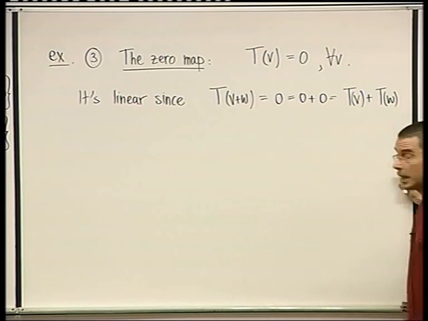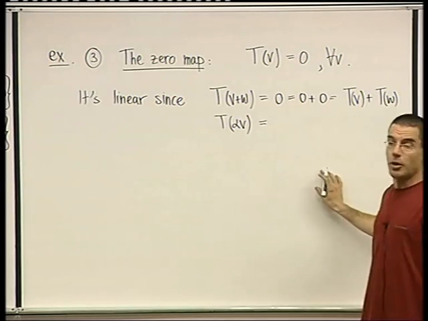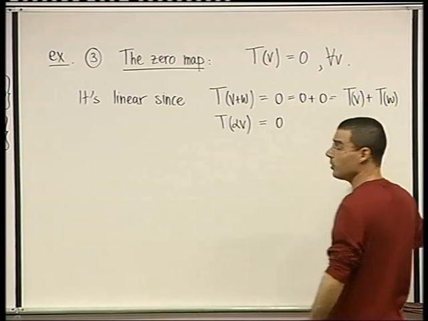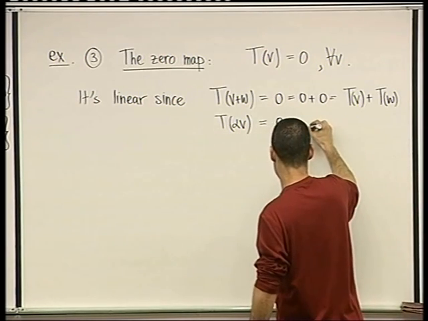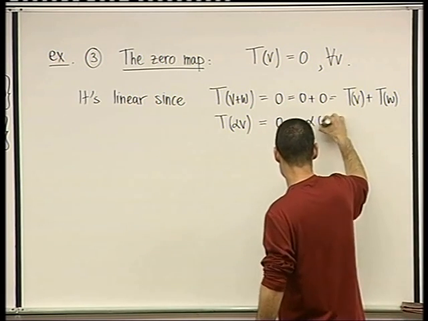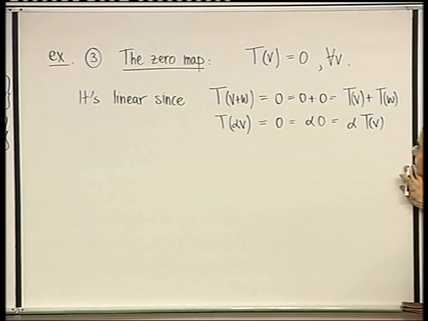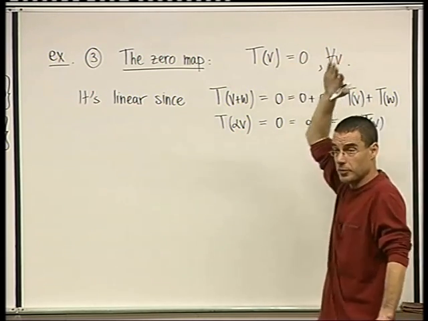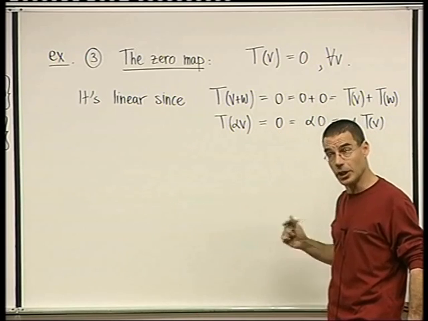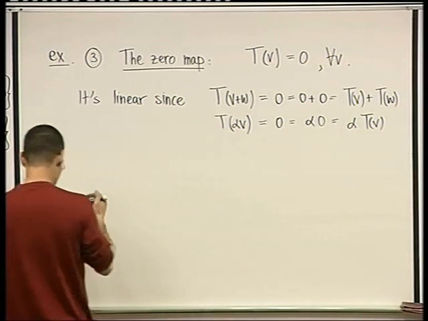Do you agree? And what is T of alpha V for any alpha and any V? 0, because all T knows to do is to send to 0. And this is the same as alpha times 0, which is the same as alpha times T of V. Good? So indeed it's a linear map, but we have to verify it. When we just give a prescription for a map, it doesn't mean it's linear. It's very easy to give nonlinear maps. We just saw an example earlier, right? So it's linear. What is its kernel?